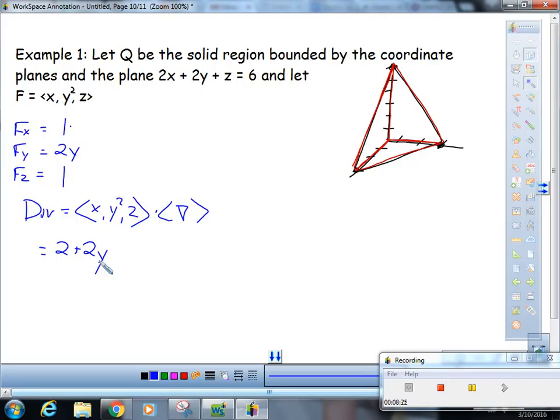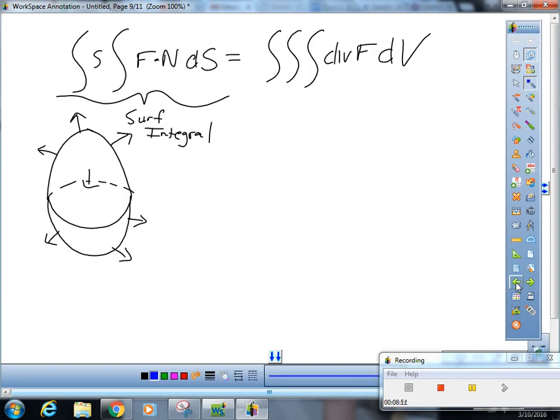So we're going to integrate over that. It's 1 plus 2y plus 1, and that's 2 plus 2y. We're going to use this where it says this. That's what we did so far. We haven't done anything else.